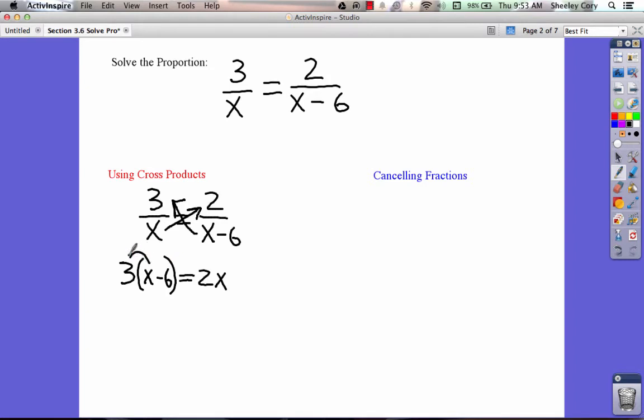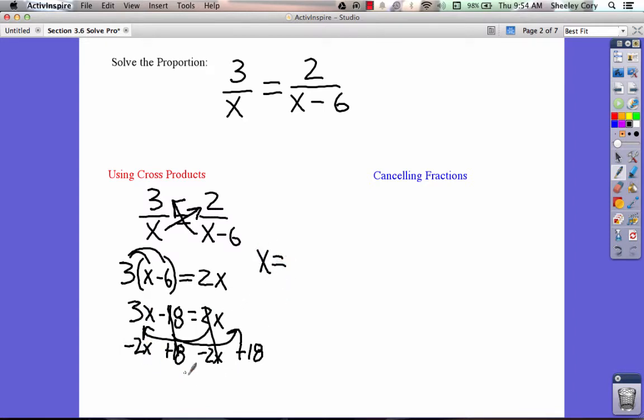So distribute the 3 to each term, that's 3x minus 18 equals 2x. Alright, I'm going to add 18 across and subtract 2x, so 18 moves this way, 2x moves this way. So that means I got to subtract 2x on each side. And I got to add 18 on each side. So when I do this, the 18's cancel, the 2x's cancel, so we're left with 3x minus 2x is x equals, and when we add 18 to the other side, x is going to equal 18.